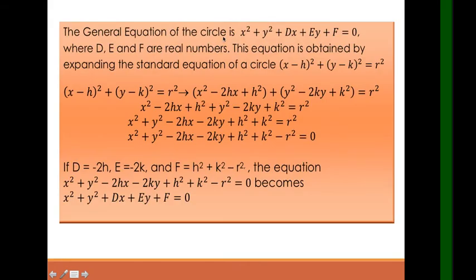The general form of a circle is x squared plus y squared plus dx plus ey plus f equals 0. So this is its general form of the equation of the circle. Now, d, e, and f are real numbers, and the equation is obtained by expanding the standard equation of the circle. When you expand that, you will get this. I won't prolong the discussion about that. So this is the general form we got using the standard form.